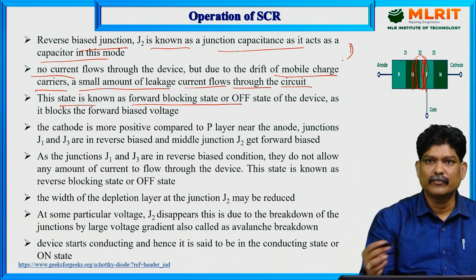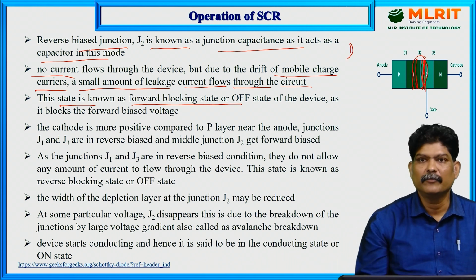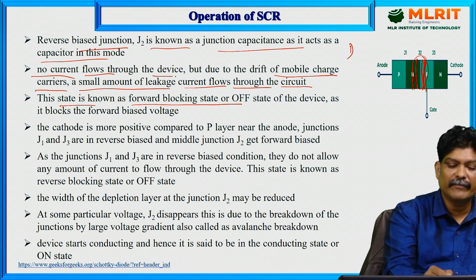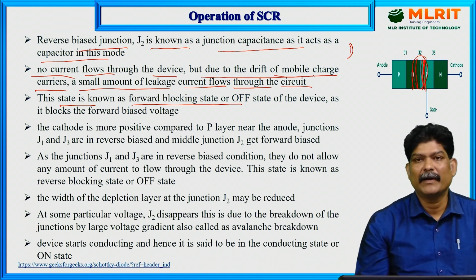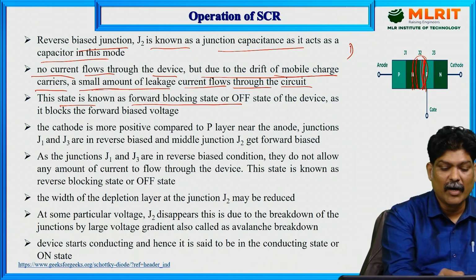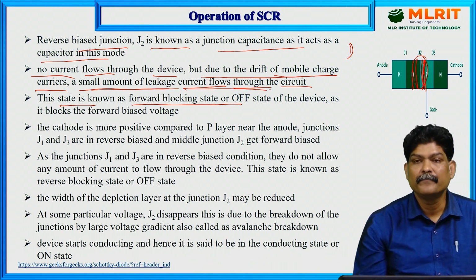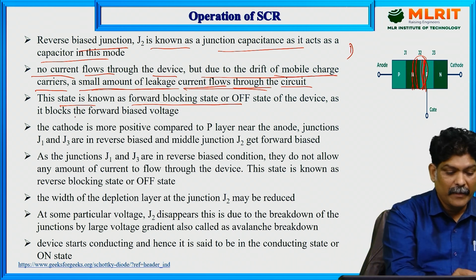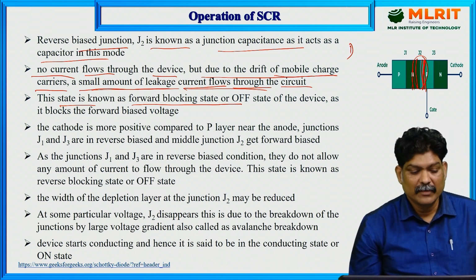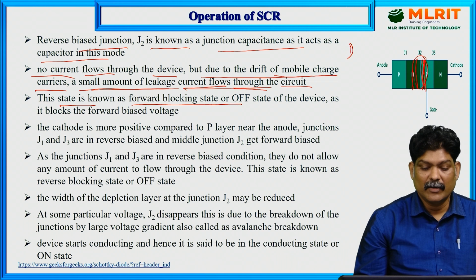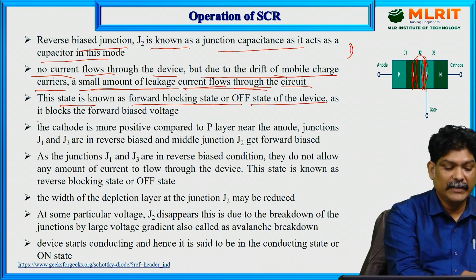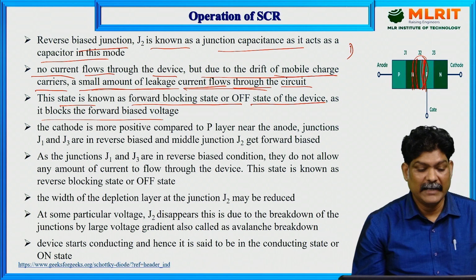So in the first mode, what happens? We are not giving any input supply. So no current flows through the device, but due to drift of mobile charge carriers, a small amount of leakage current flows through the circuit of the SCR initially. That state is called forward blocking state or off state, as it blocks the forward bias voltage.